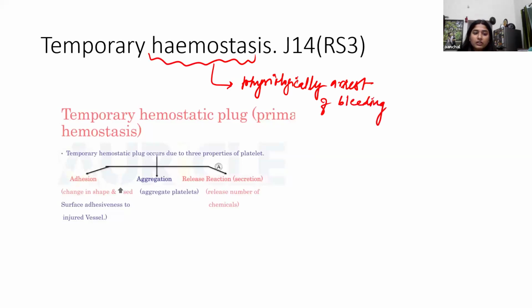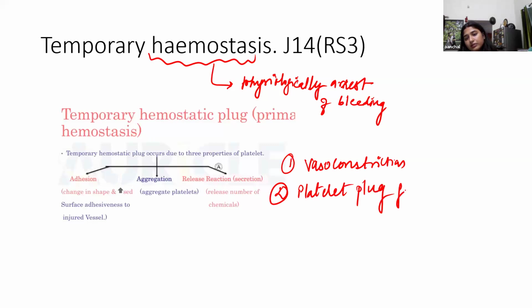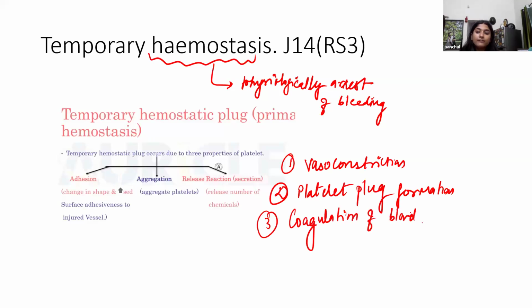Okay, so whenever we talk about temporary hemostasis, it means the formation of a temporary plug. Temporary hemostasis basically occurs in 3 stages. First, we have vasoconstriction. Second, we have platelet plug formation. And third, we have finally coagulation of blood. So one by one, we're going to understand each and every step.